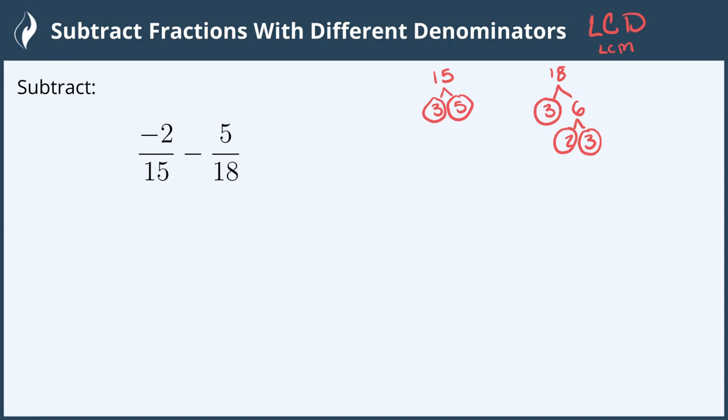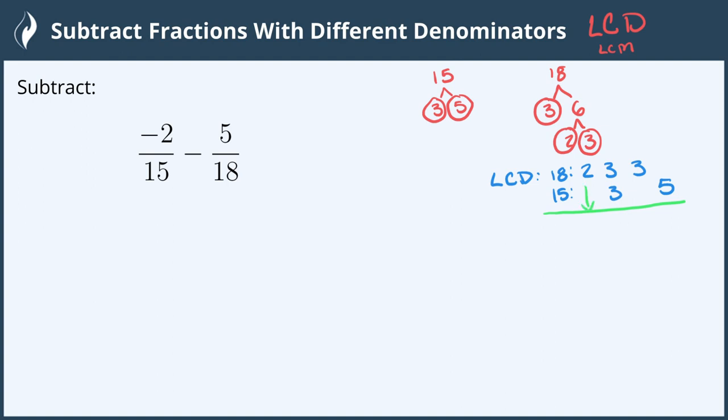Now I need to find the lowest common denominator between those two, or the lowest common multiple. I'm going to start with 18. 18's factors are 2, 3, and 3. 15's factors are 3 and 5, and I list them going from lowest to greatest, and now I look through and find if I have any duplicates, because I am looking for the smallest number. I don't want to use both duplicates.